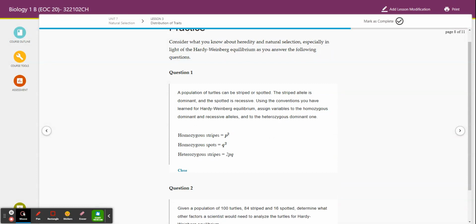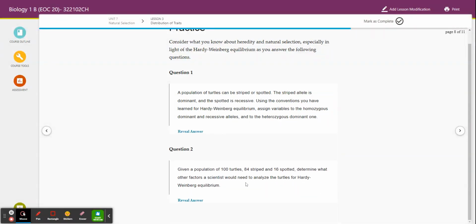You might say homozygous stripes is equal to p squared, homozygous spots is equal to q squared, heterozygous stripes equal to 2pq. Given a population of 100 turtles, 84 striped and 16 spotted, determine what other factors the scientists would need to analyze the turtles for Hardy-Weinberg equilibrium.